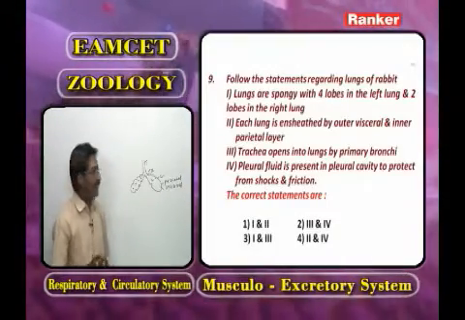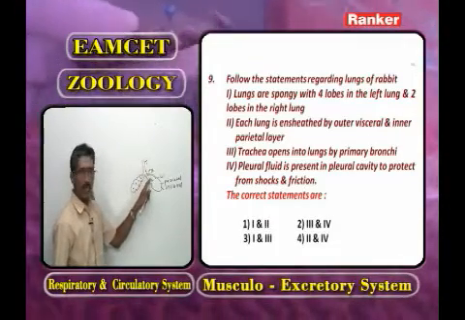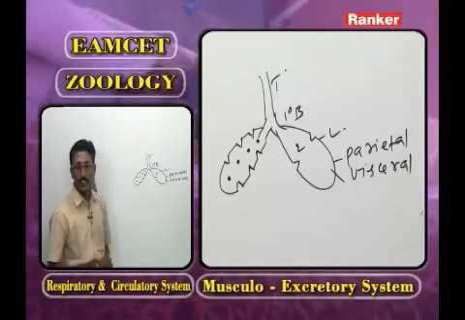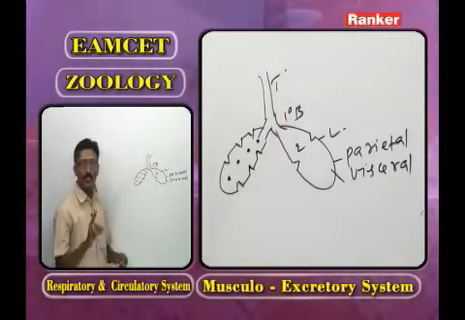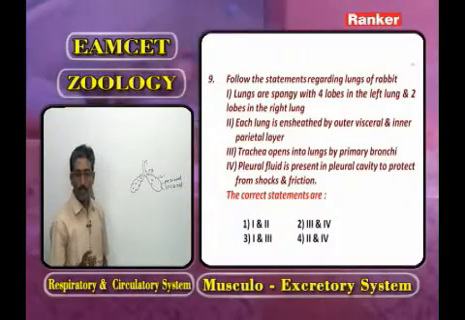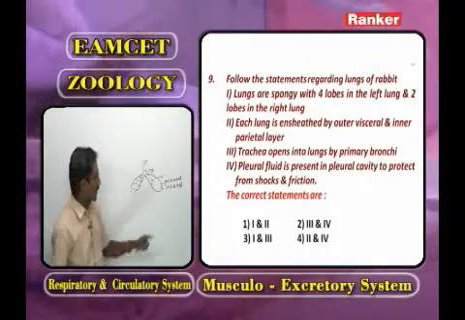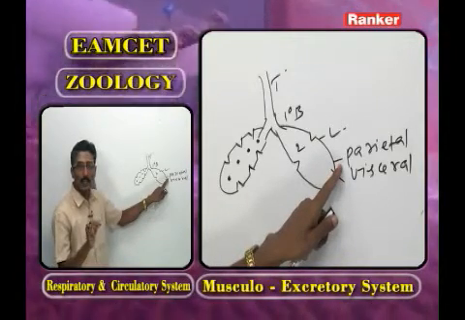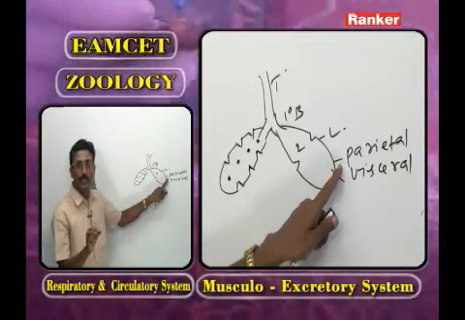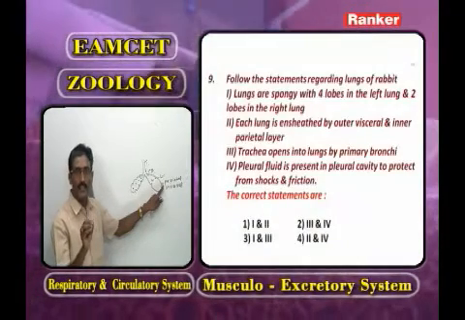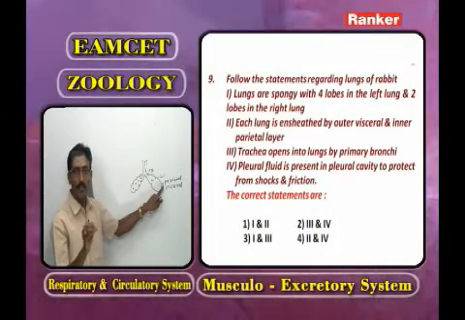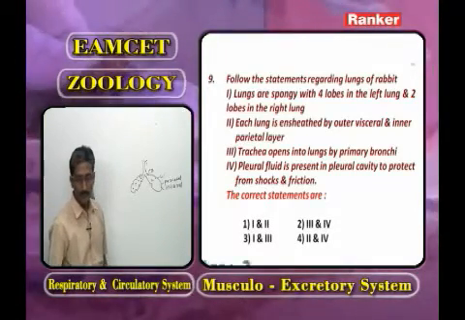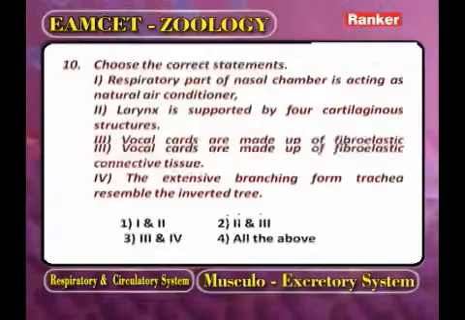Third one, trachea opens into lungs with the help of primary bronchi. Now the trachea opens into lungs by primary bronchi. So third statement correct. Fourth, the pleural fluid present in the pleural cavity between parietal and visceral layer, a space is present. The space is called pleural cavity. It is filled with pleural fluid that protects the lungs against friction and allows the free movement of lungs. So third statement, fourth statement are correct. Now we go for the next question.